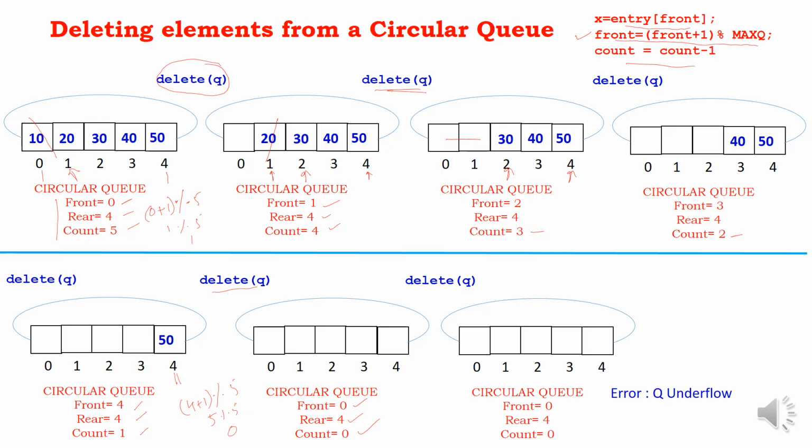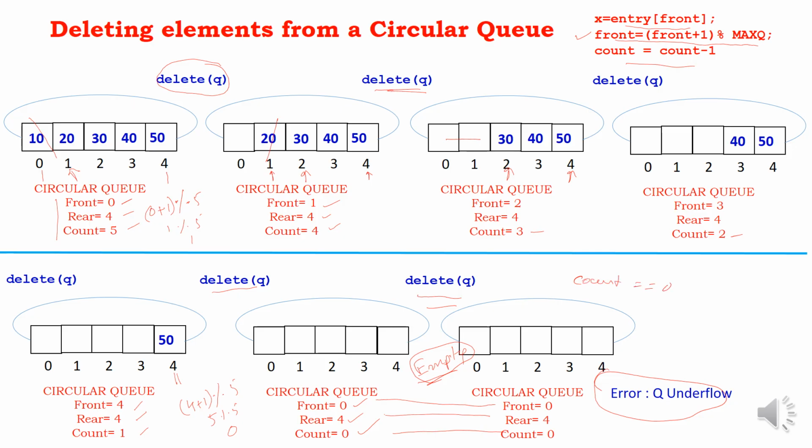Count is 0. Now again you want to delete one more element. But there are no elements in the queue. Queue is empty. When you attempt to delete an element from an empty queue, it is not possible to remove any element, so it displays an error message. And the queue remains the same. Front is 0, rear is 4, count is 0. How to find that the queue is empty? If count is 0, the queue is empty.